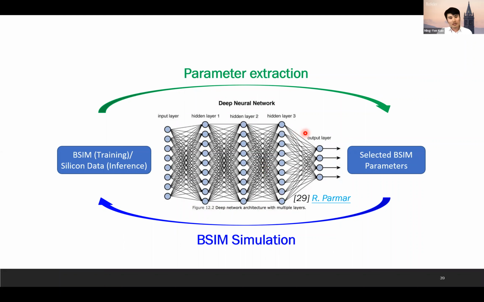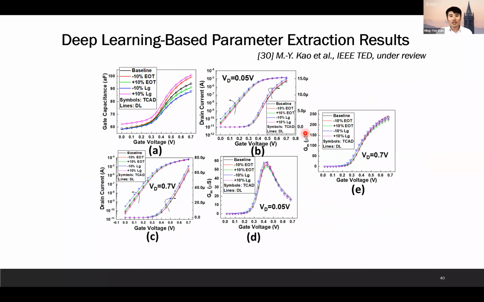And for our purpose, we use TCAD, technology computer aided design, data, because we don't have the silicon data. We use the TCAD data for our inference and testing. We have 5 different cases, the baseline and some variations. We want to make sure our model works. So we do some perturbation, minus 10% and plus 10% in the effective oxide thickness, which is the thickness of the gate oxide, and minus 10% and plus 10% of the gate length perturbation. And we can see the parameter extraction by this deep neural network is a very good fit.